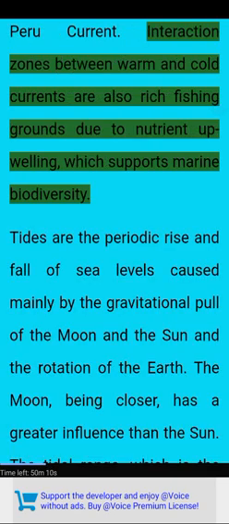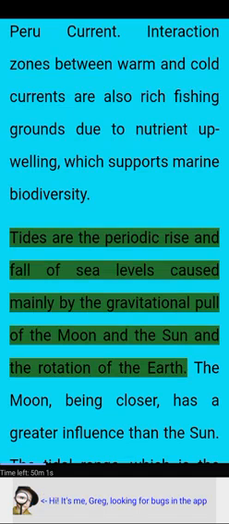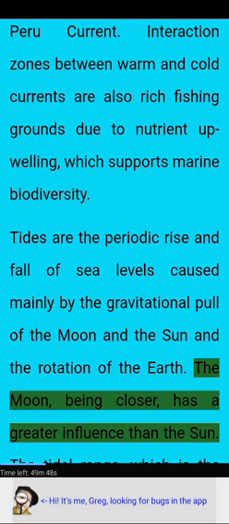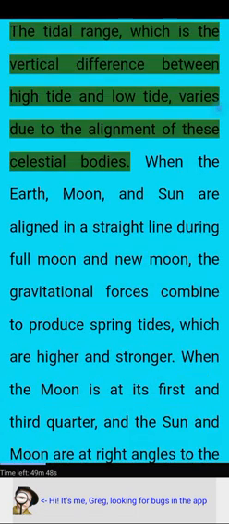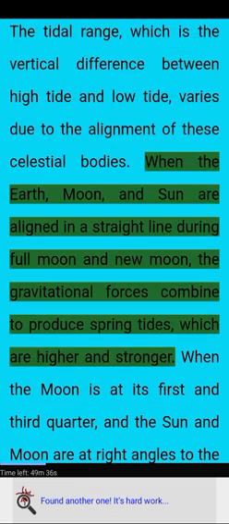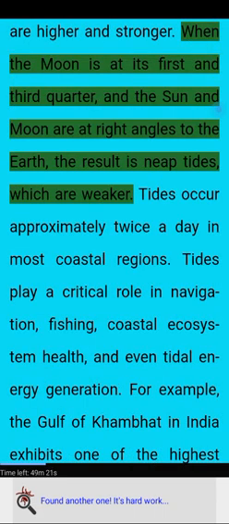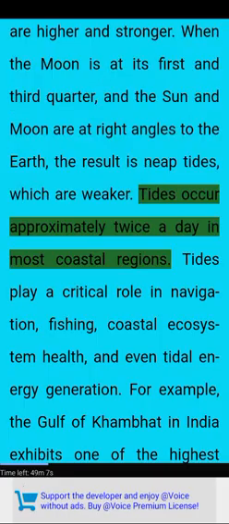Tides are the periodic rise and fall of sea levels caused mainly by the gravitational pull of the moon and the sun and the rotation of the Earth. The moon, being closer, has a greater influence than the sun. The tidal range, which is the vertical difference between high tide and low tide, varies due to the alignment of these celestial bodies. When the Earth, moon, and sun are aligned in a straight line during full moon and new moon, the gravitational forces combine to produce spring tides, which are higher and stronger. When the moon is at its first and third quarter, and the sun and moon are at right angles to the Earth, the result is neap tides, which are weaker. Tides occur approximately twice a day in most coastal regions.